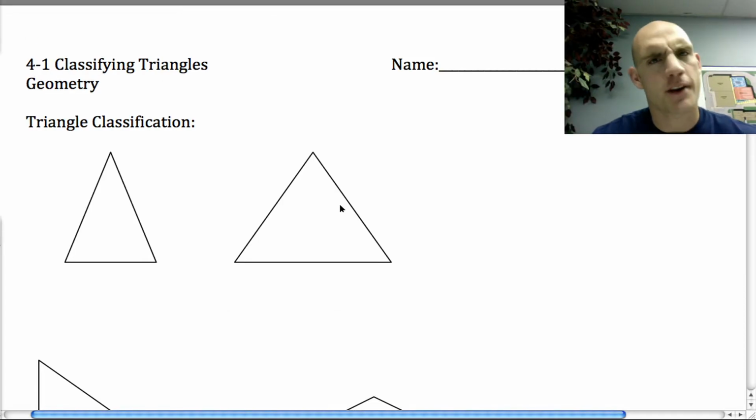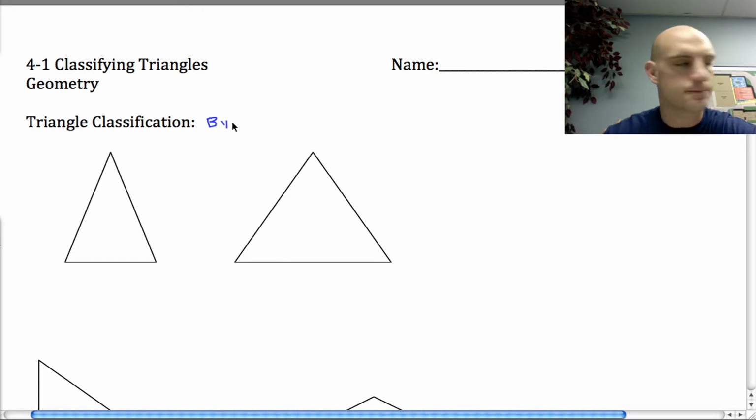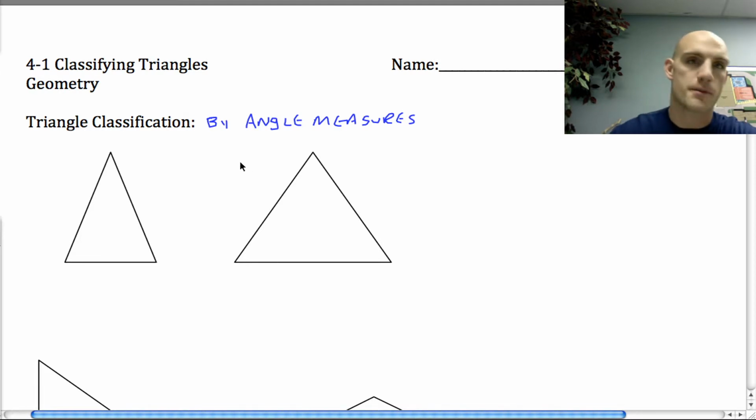Okay, today we're going to be talking about triangle classification, and what we do with triangle classification is we're basically going through what it means to talk about triangles by different characteristics that they have. And so the first characteristic that we're going to talk about is classifying them by angle measures. Okay, so we can classify them by angle measures.